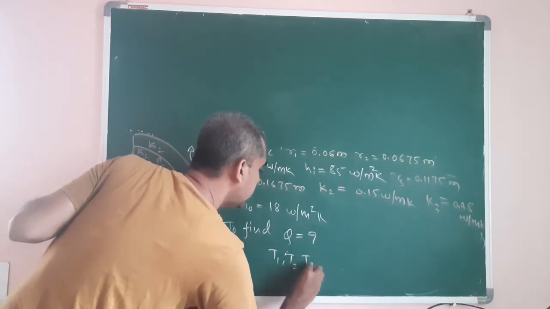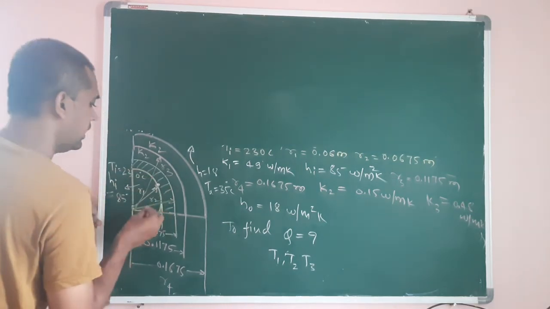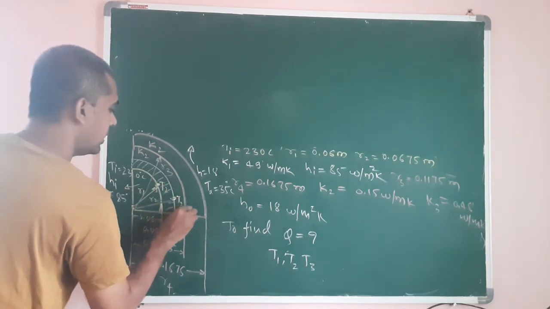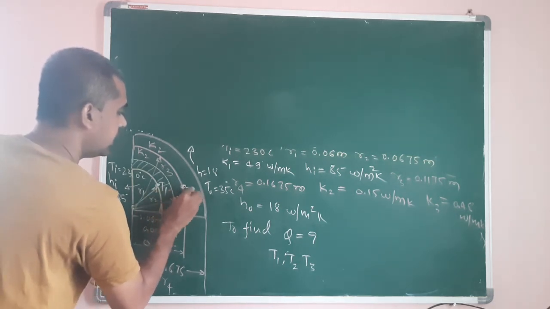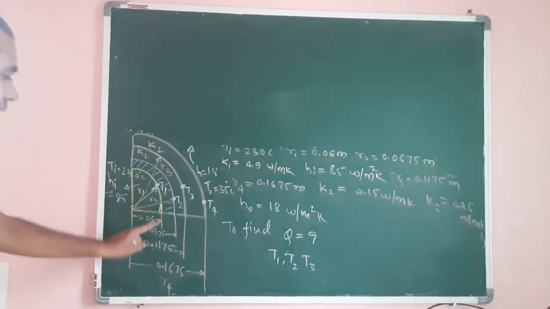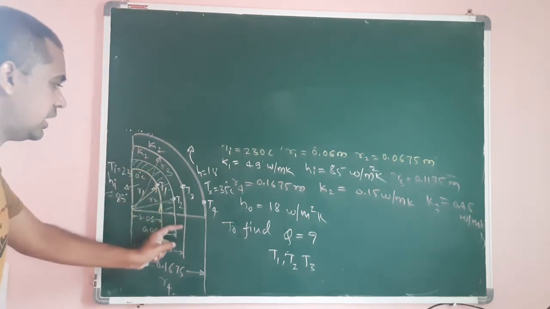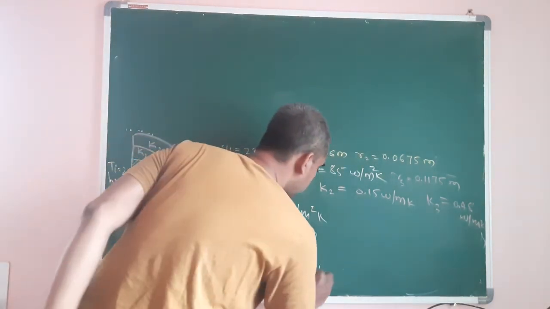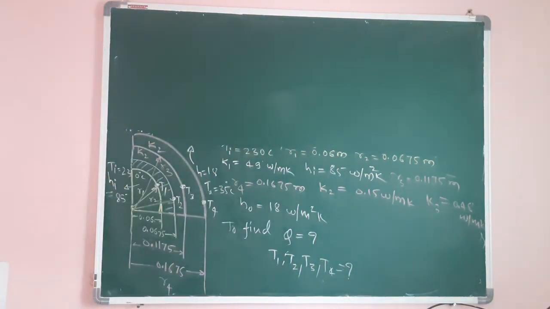You have to calculate T1, T2, T3. Let this be T1, the temperature at this surface, this one T2, this be T3, and T4. Temperature at radius R1, let it be T1. Temperature at radius R2, let it be T2. Temperature at radius R3, let it be T3. Temperature at radius R4, let it be T4. These are the 4 temperatures that we have to calculate.